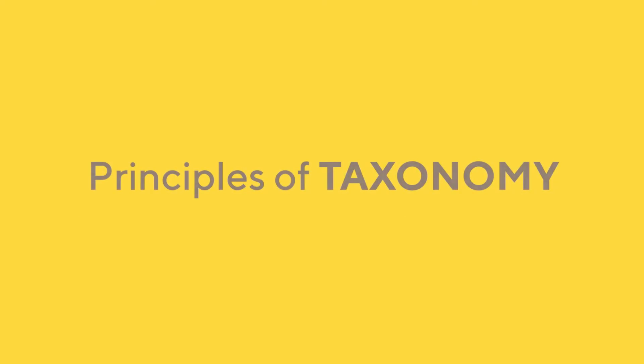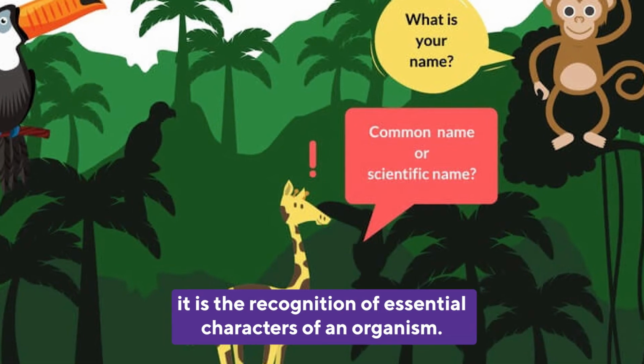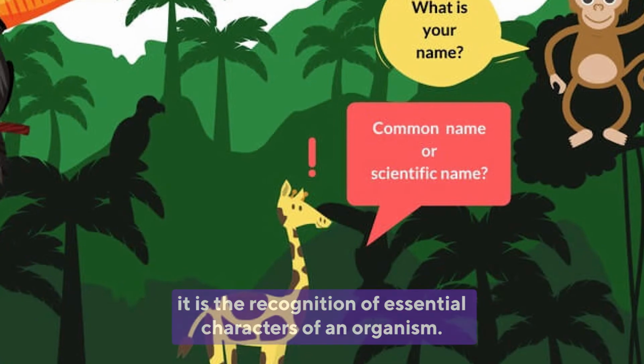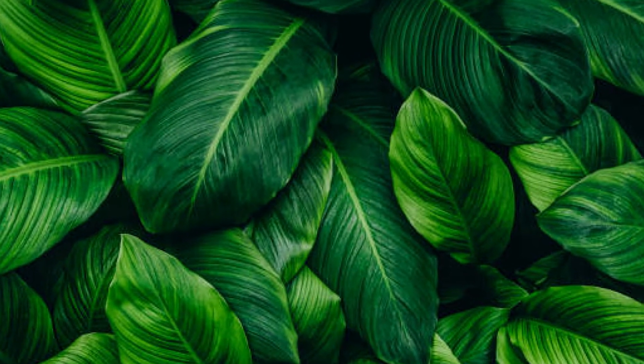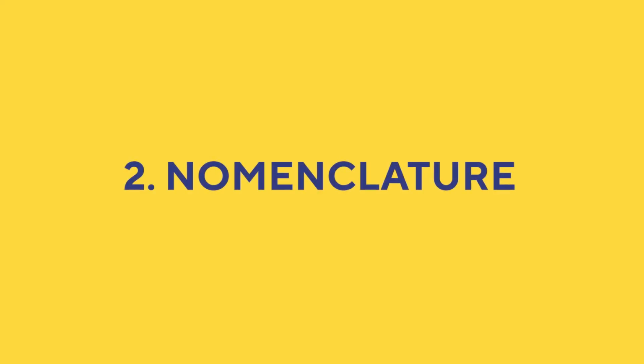Now let us understand the principles of taxonomy. Starting with the first principle of taxonomy, that's identification. It is the recognition of essential characters of an organism. The procedure of nomenclature is based on identification of organisms. For example, when you see a green colored leaf, you identify it as a plant as it is a characteristic of a plant. Now let's decode the second principle of taxonomy, that is nomenclature.